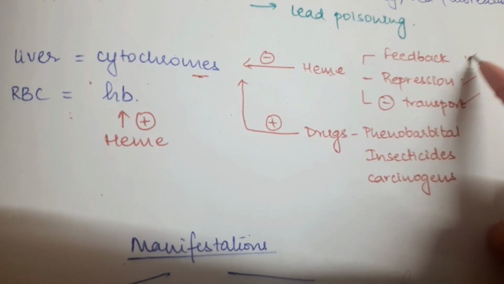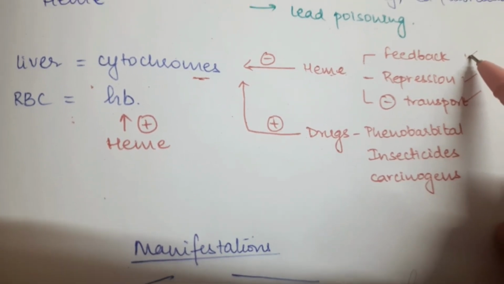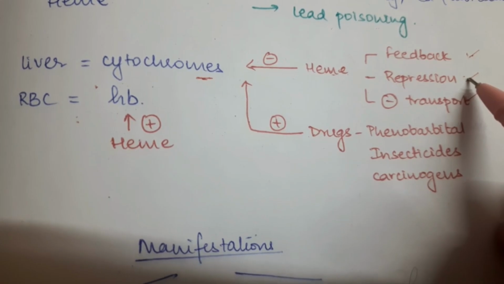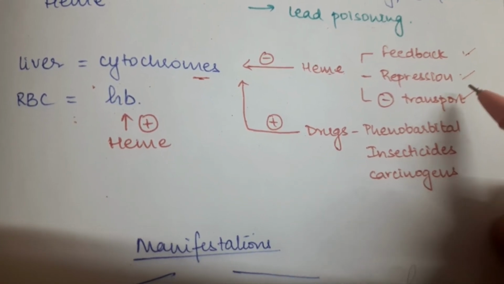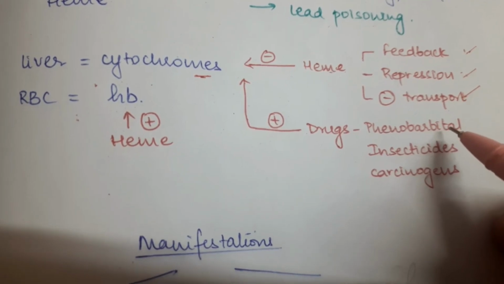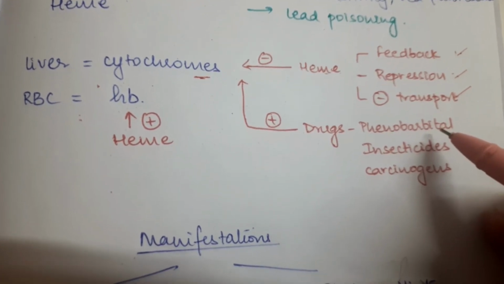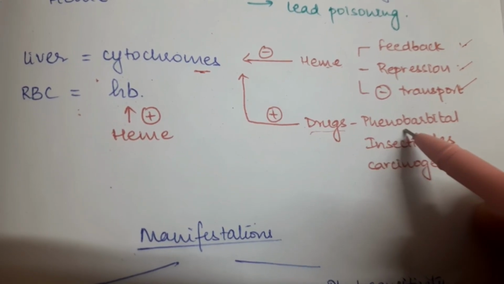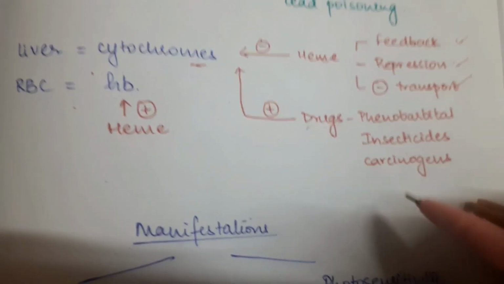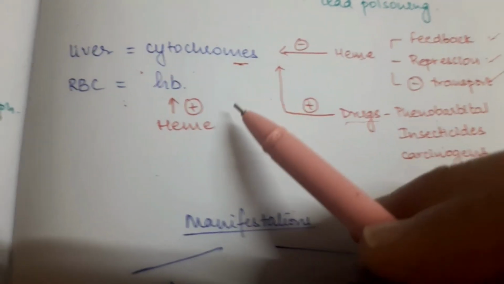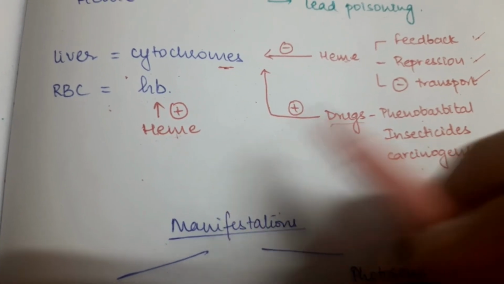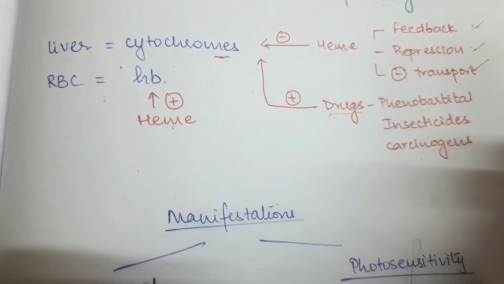So heme will either inhibit the formation of further heme in the liver by feedback inhibition, or by repression of the genes which are involved in the synthesis of the enzymes which are required for heme synthesis, or by inhibiting the transport of the metabolites required for the synthesis of heme. And substances which promote heme synthesis are drugs like phenobarbital, insecticides, and carcinogens. In the RBC, the presence of heme increases the formation of globin so that both of them can combine to form hemoglobin.